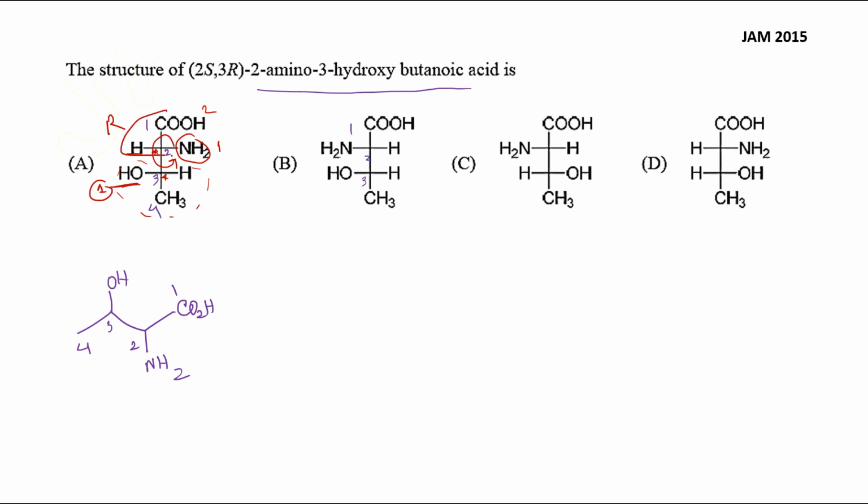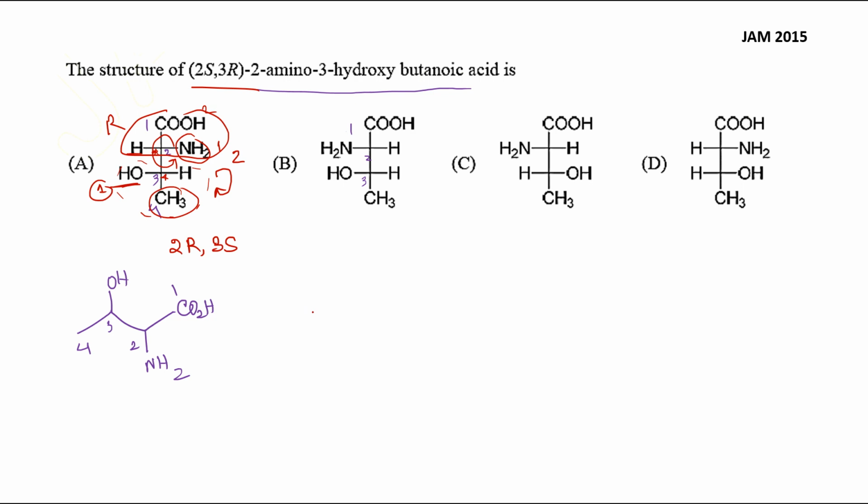Then for the second chiral center, this is number 1. Now this whole group will be having priority number 2. This is number 3. So 1, 2, 3, we are moving clockwise, but it should be S. So what are we getting? We are getting 2R,3S, but it should be exactly reverse.